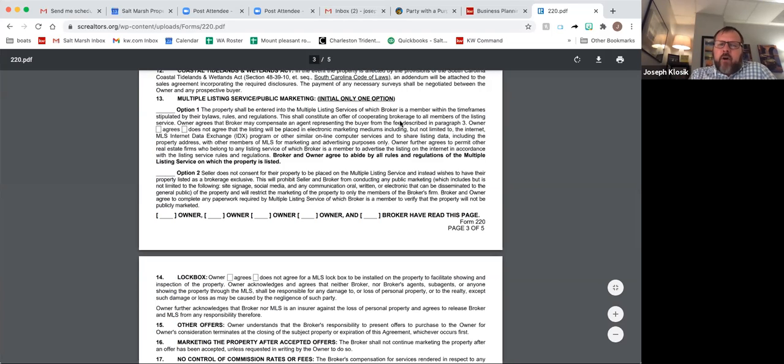This shall constitute an offer of cooperating brokerage to all members of the listing service. Owner agrees the broker may compensate an agent representing the buyer from the fee described on page 3. Owner agrees or does not agree that the listing will be placed in electronic marketing mediums, including but not limited to the internet, MLS, Internet Data Exchange, or an IDX, or other similar online computer services, and to share listing data, including the property address, with other members of the MLS for marketing and advertising purposes only.